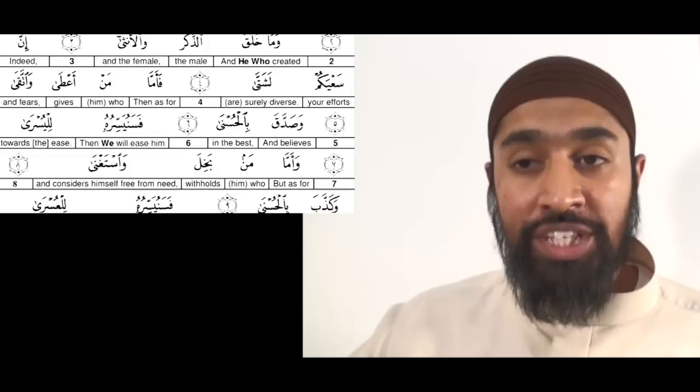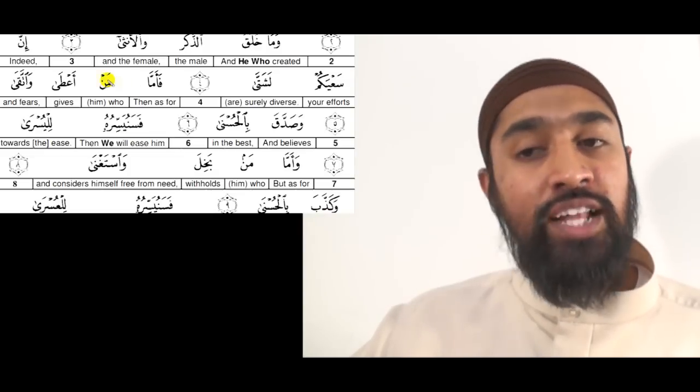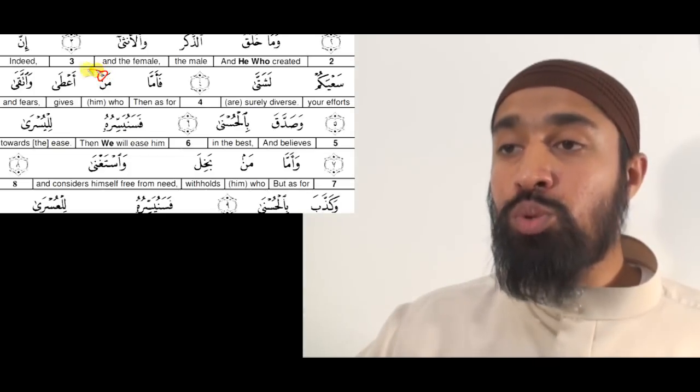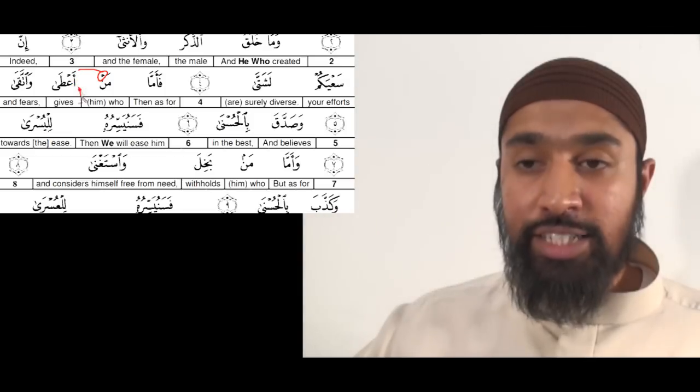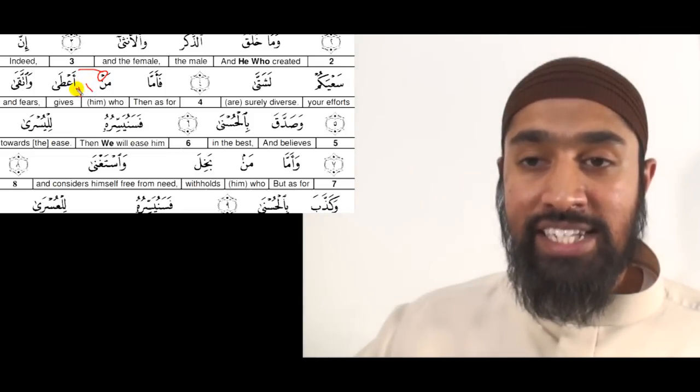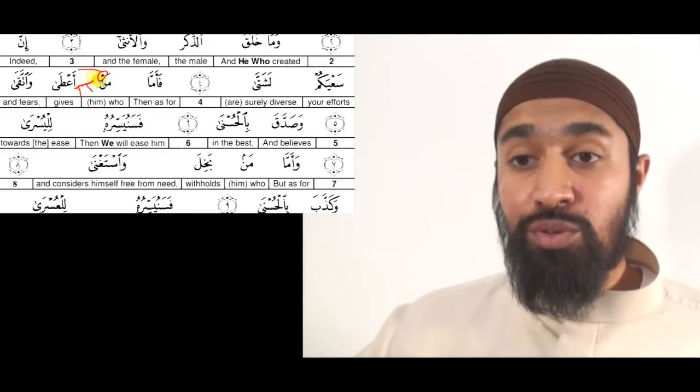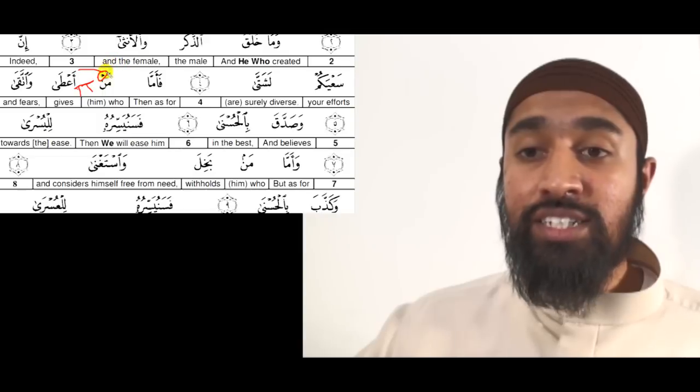Fa'amma man. Look at this. Immediately, noon sukoon followed by the letter alif. So noon sukoon, the alarm goes off. As soon as the alarm goes off, we look at the next letter. What is the next letter? It's an alif. Is alif in the throat? Yes, it is. So you have a tongue touch sound. The tongue is going to touch.